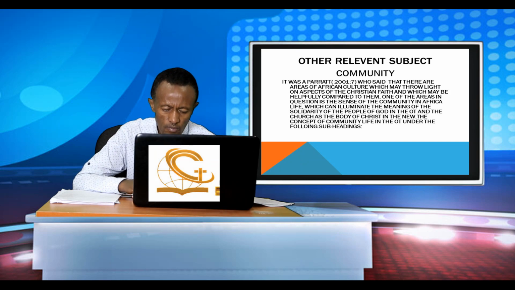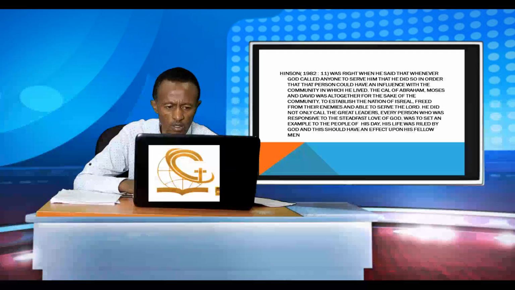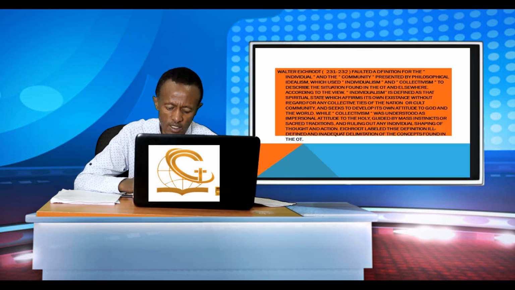Community. The meaning of community in the Old Testament. Solidarity thinking in the Old Testament. Freedom and bondage of the individual. Solidarity in the monarchical period. Political collapse. God blesses the individual for the sake of the community. The blessing of the community is for the individual. They are directly related to each other. So God blesses each individual for the sake of the community.